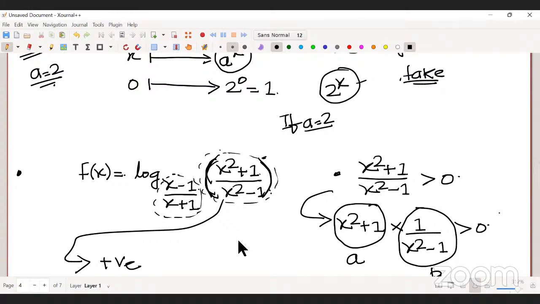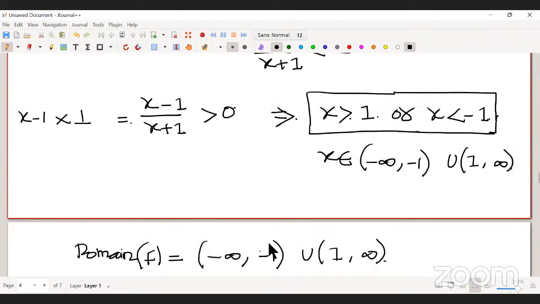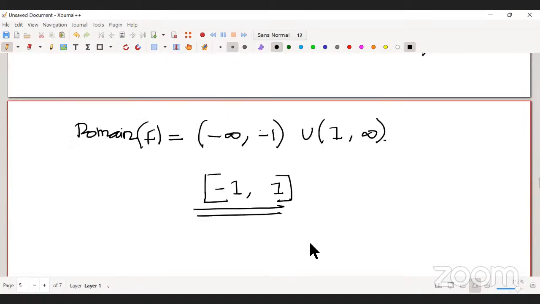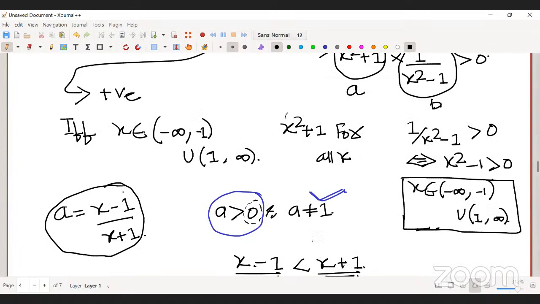Sir, are all the properties of log valid for natural log also, like log of mn is equal to log m plus log n? It's valid for all the bases. Obviously you have to exclude these two things: a cannot be 1 and a has to be greater than 0. Apart from that, if you take anything in this range, then all the properties of log are valid.